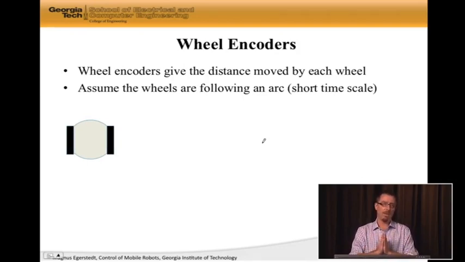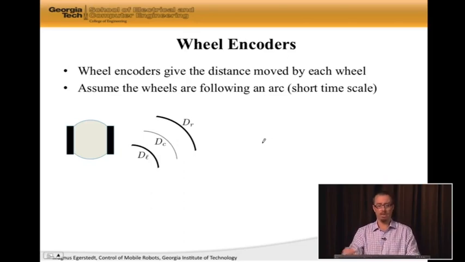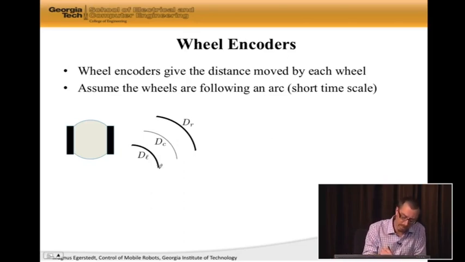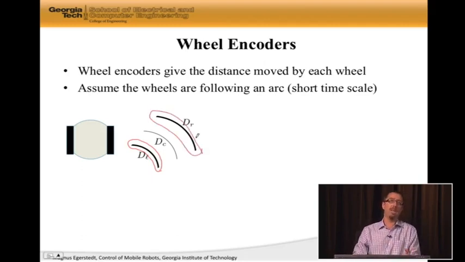And here's the following assumption we're going to make. We're going to assume that each wheel is following an arc, which means that it's turning at a constant rate and driving at a constant velocity, basically. So v and omega are constant. What this means is on short time scales, that's correct. And if we do that, well, let's say that d sub l is the distance the left wheel has turned, and d sub r is the distance the right wheel has turned. So in this case, the right wheel is turning quicker than the left wheel because it's turned more.